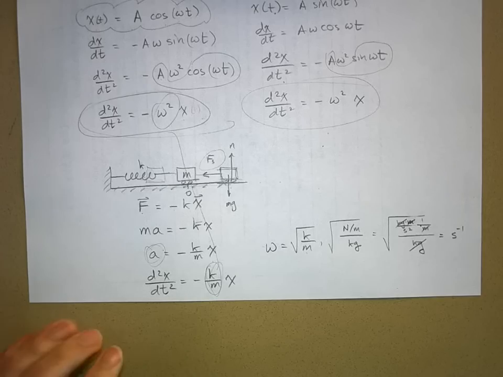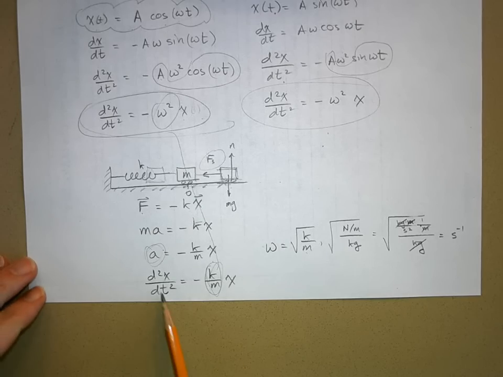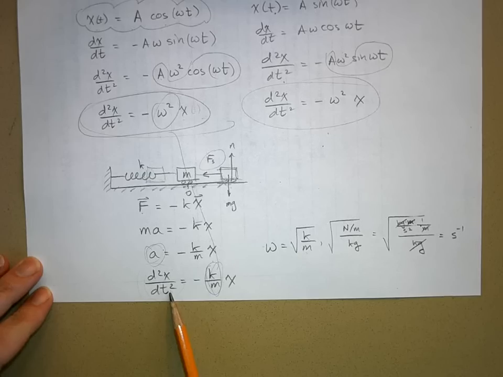So this is what we did with a mass spring system. Okay, we got a situation where one quantity, the second derivative of a quantity, was equal to the original quantity, but in the opposite direction times some constant out front.